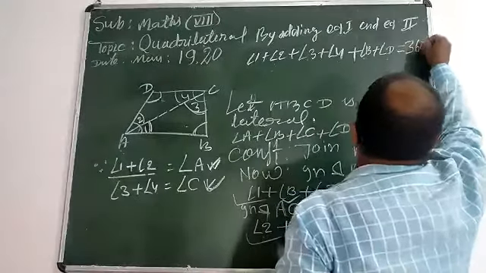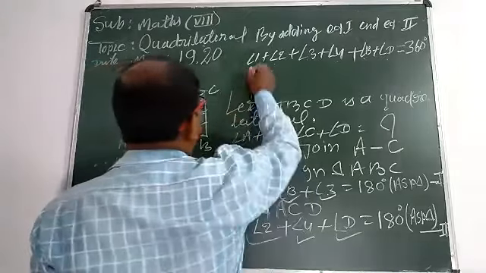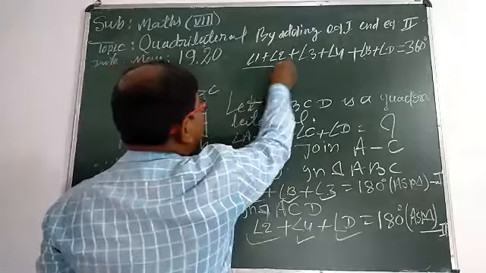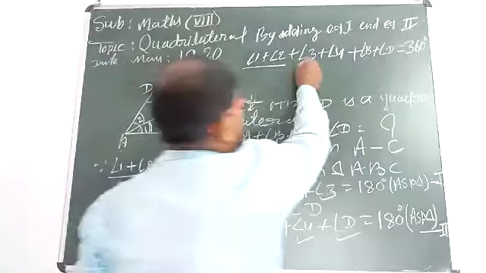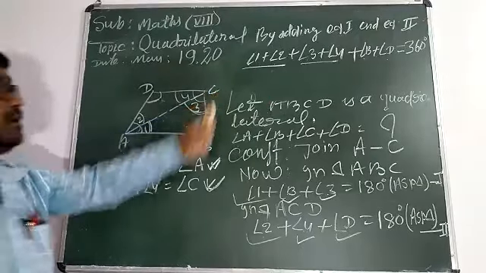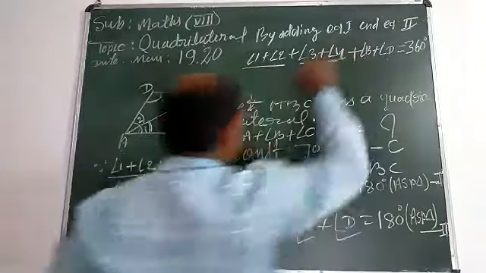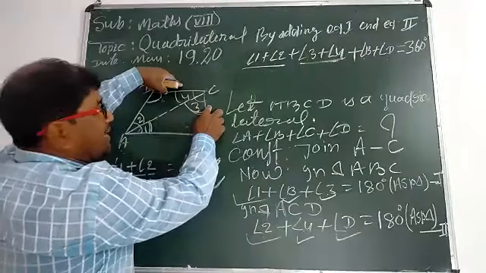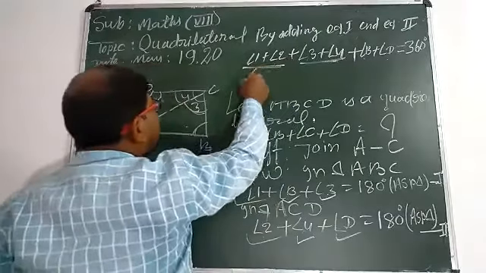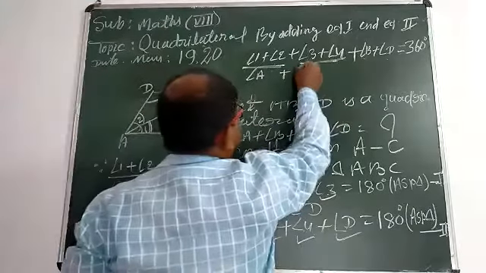So right here, 360 degrees. Now angles 1 and 2 developed from angle A, and angles 3 and 4 developed from angle C. So instead of angle 1 plus 2, we can write angle A, and instead of angle 3 and 4, we can write angle C.